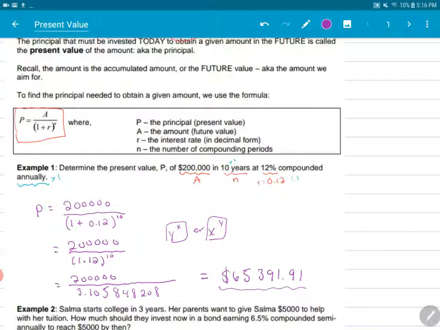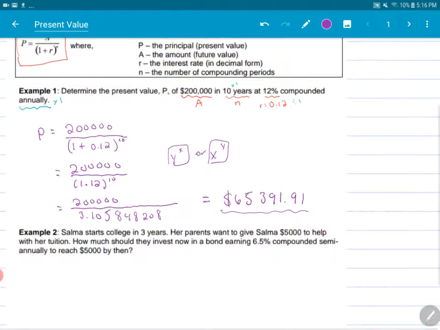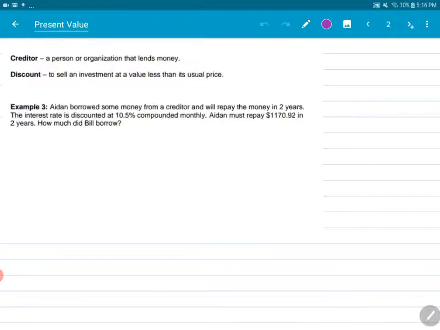So in your next one, when you try it on your own, again, I want you to be able to locate your A, your N, your R, and here be careful because it says compounded semi-annually, so remind yourself of what that means, and if you don't remember, make sure that you go back to your cheat sheet that we worked on last week. And in example number 3, this one is compounded monthly. So make sure that you're just being aware of that when you're answering the question.